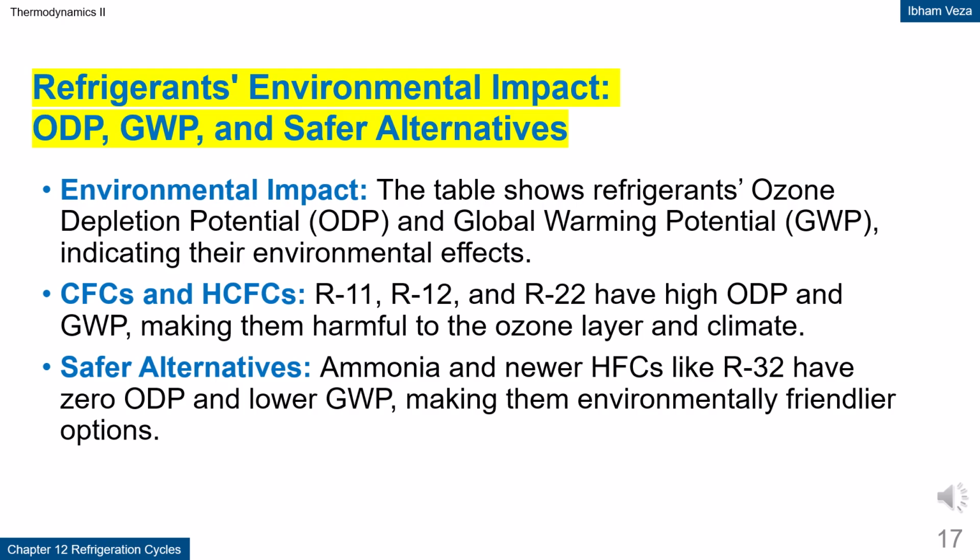ODP, GWP, and safer alternatives. This slide emphasizes the difference between harmful refrigerants and more environmentally friendly ones. Refrigerants such as R11, R12, and R22 have very large environmental impacts. In contrast, ammonia and some newer HFCs have zero ODP and lower GWP. However, every refrigerant still involves trade-offs between safety, performance, and cost. Therefore, refrigerant selection is always a complex engineering decision.